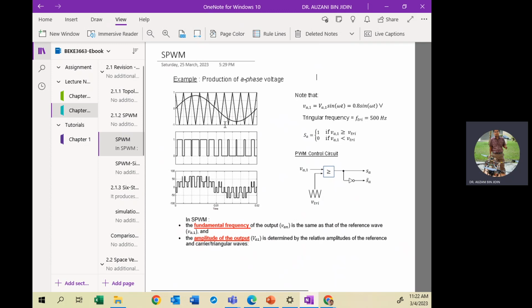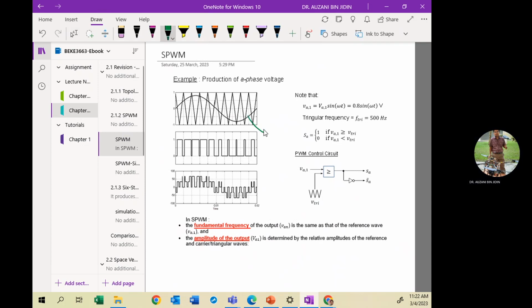This simulation is actually used to describe how to generate the switching state based on the comparison between the modulating signal, for example in this case VA, the sine waveform, and the triangular waveform, V triangular, V sub TRI. By comparing these two signals, you can generate or produce the switching state.